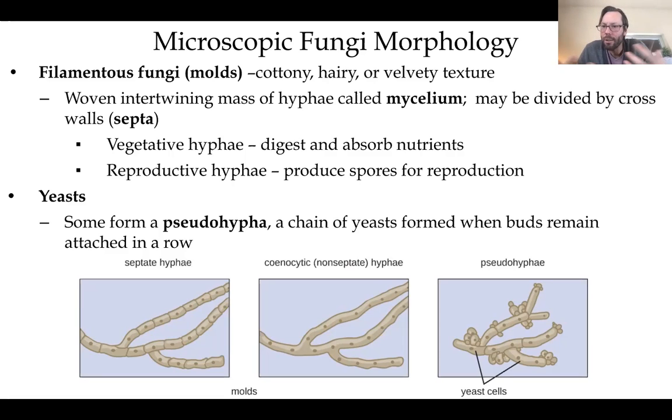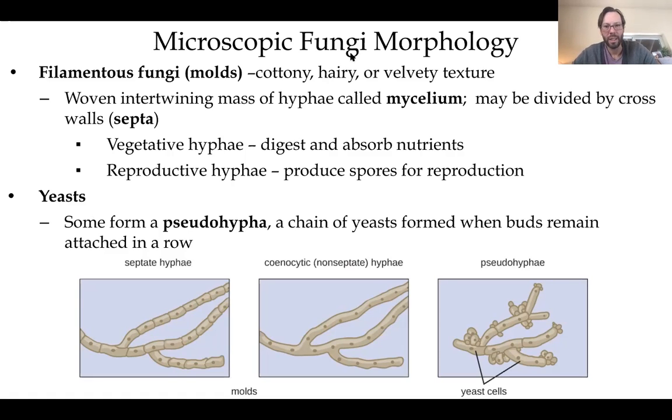So the mycorrhizae is an example of that. These vegetative hyphae provide nutrients to the root system of the plants, and as a quid pro quo, the plant shuttles some of the sugars that it makes via photosynthesis down into the roots of the plant and then into the fungus. Okay, so they provide benefits to each other. And again, with the yeast, it can be a pseudo hyphae if they don't completely bud off from each other.